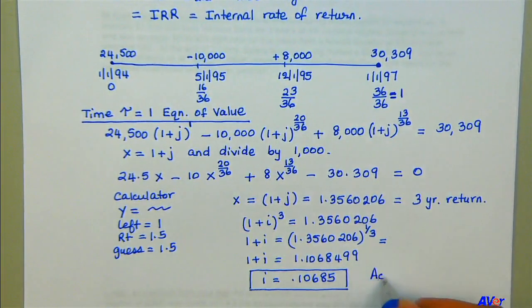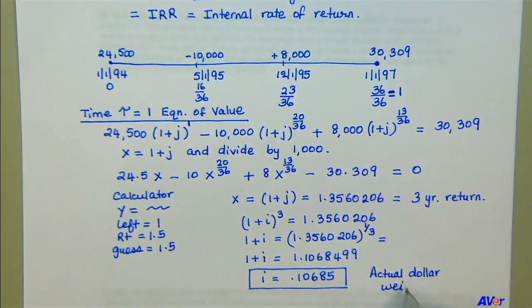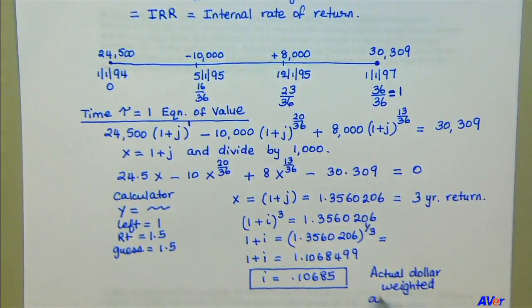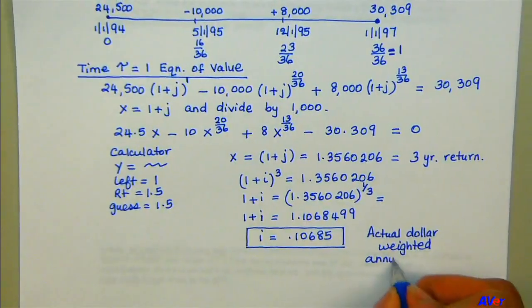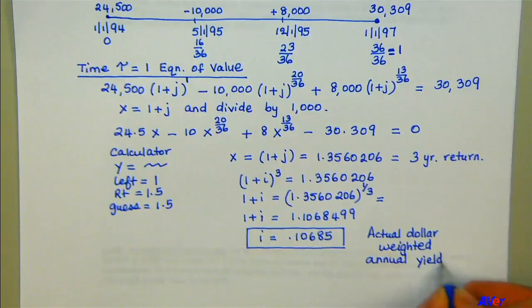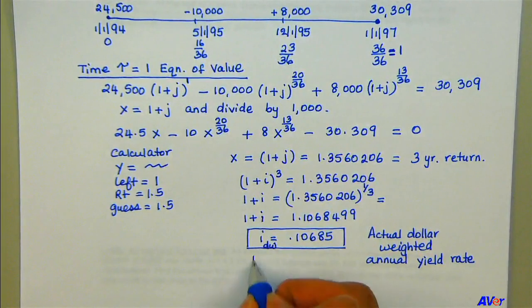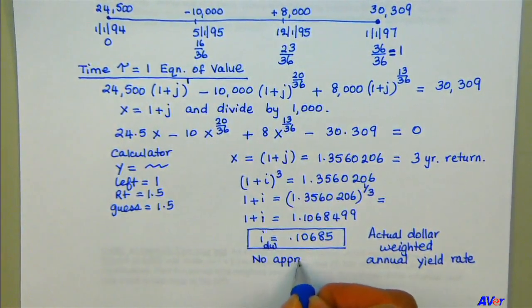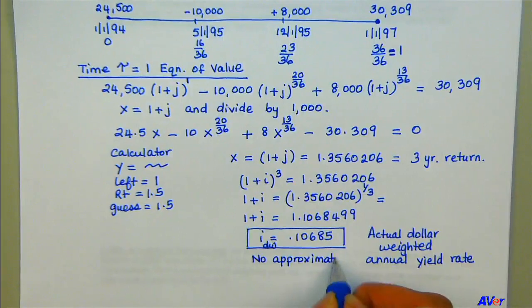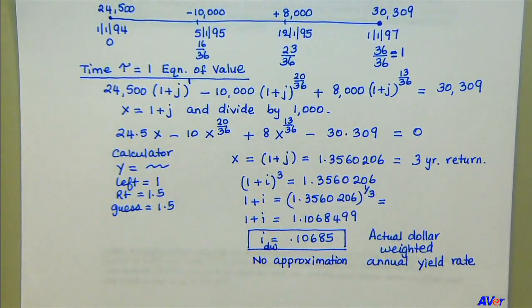That's the actual dollar weighted annual yield, no approximation. And what did we get for the approximate value, which was much quicker to do? We got 0.107. Really close. Right?